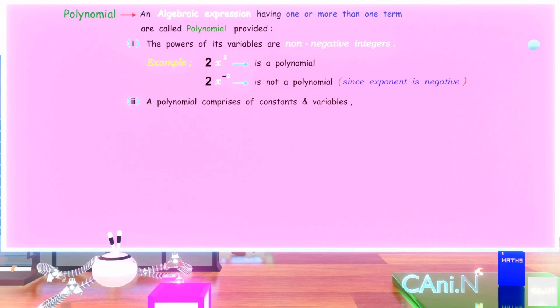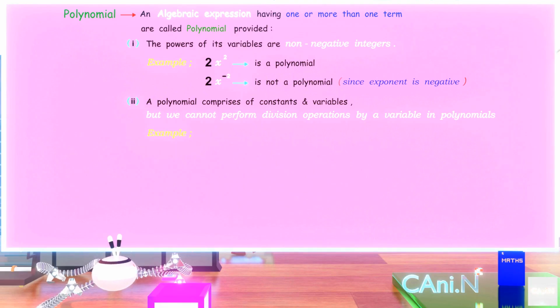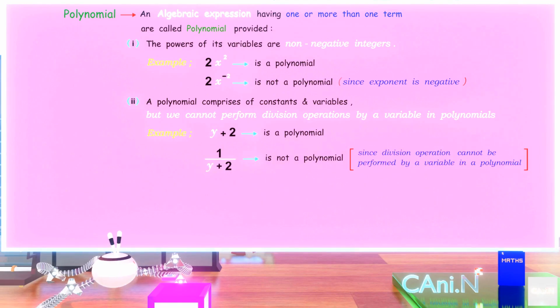A polynomial comprises constants and variables. But we cannot perform division operation by a variable in a polynomial. Example: y plus 2 is a polynomial. But 1 divided by y plus 2 is not a polynomial, since division operation cannot be performed by a variable in a polynomial. Here the variable is y.